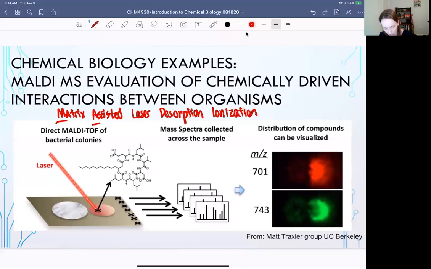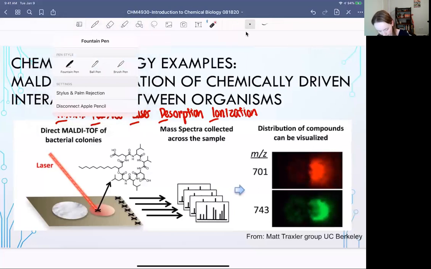So that's why we call it matrix assisted, because there's a matrix deposited on the surface of whatever type of substrate you are going to be evaluating the chemistry of. Laser desorption, the LD part of MALDI, refers to the fact that in order to eject ions from the surface of the organism that you're evaluating, a laser will be used. And then ionization is referring to the fact that anytime you are doing mass spectrometry, ions are required.